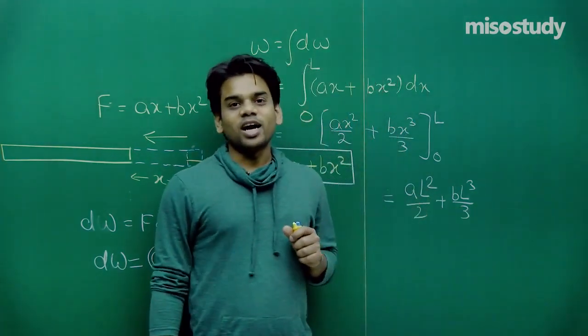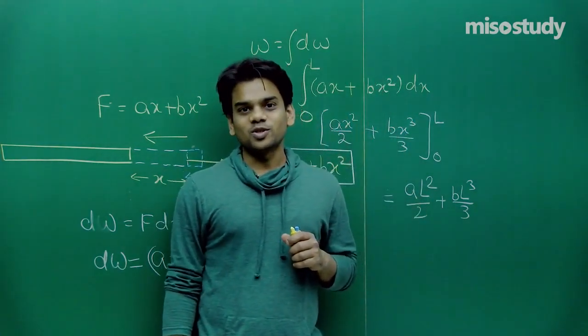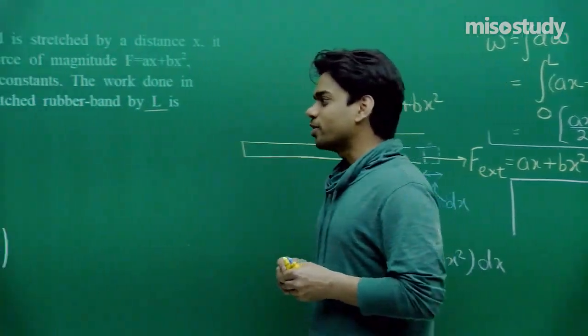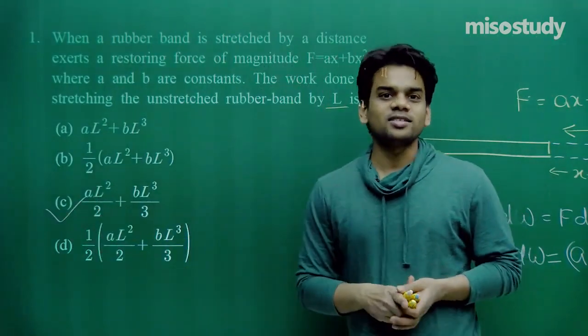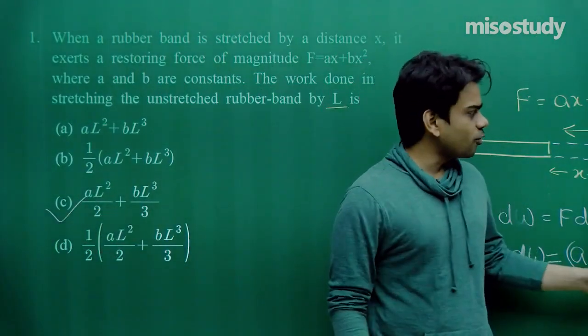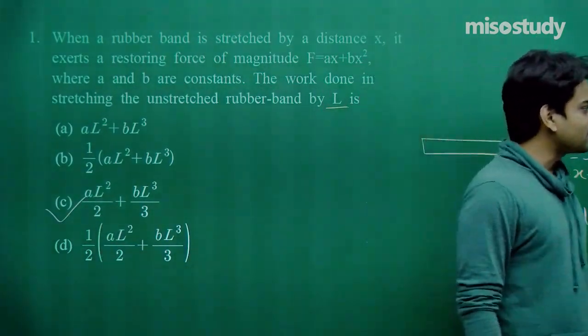This is the method that you have to actually use and solve. Let's see here the option that you will be obtaining, that will be al square by 2 plus bl cube by 3. Option number C is the correct answer. So take note for the entire question and solution.